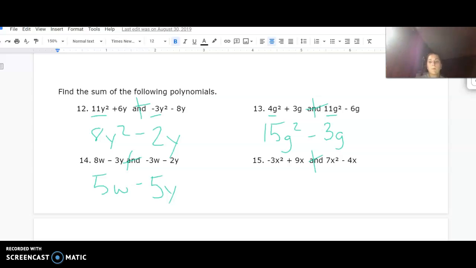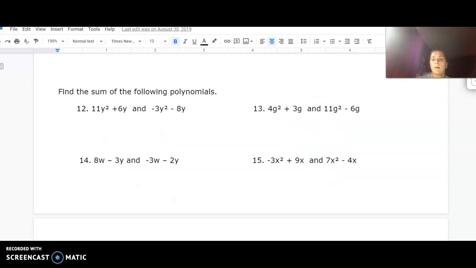Okay, so as we continue here, we are on number 15. Negative 3x squared plus 9x, and then we have plus 7x squared minus 4x. So we can combine the x squareds to have 4x squared, and then we can combine those for 5x. All right, so that is how you solve the polynomials. The "and" always just means plus, it means to add.